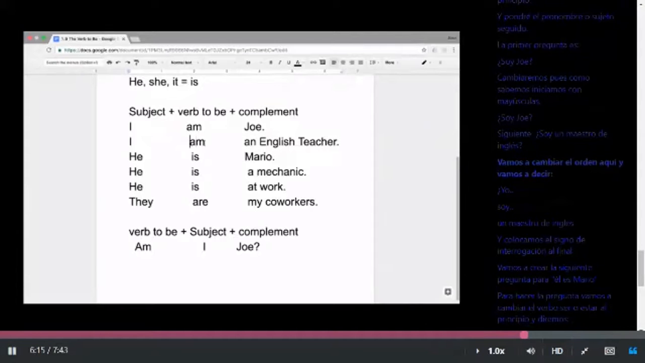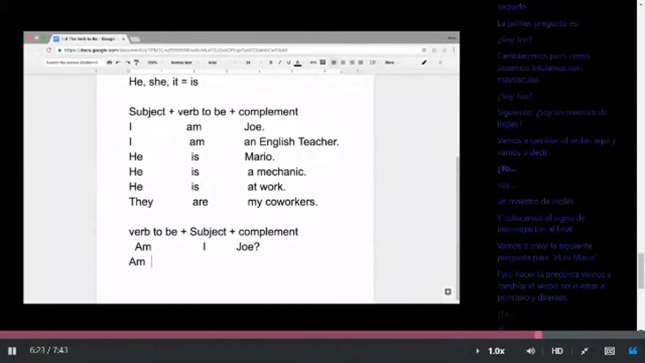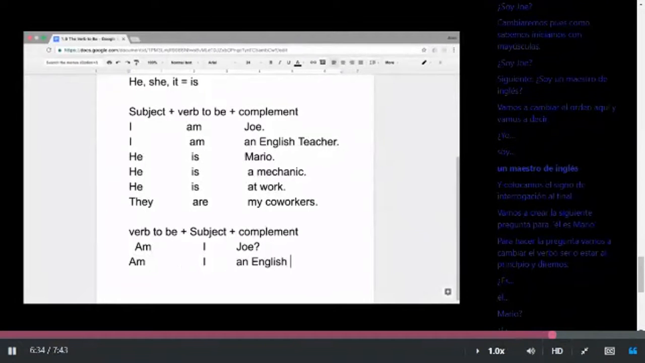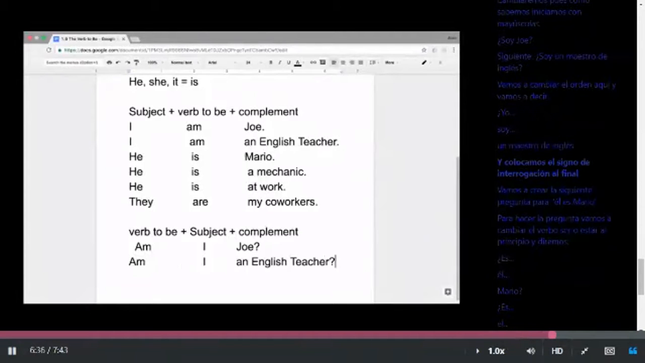What I'm going to do is I'm going to change the order and I'm going to say, am I an English teacher? All right, and then we put a question mark at the end.